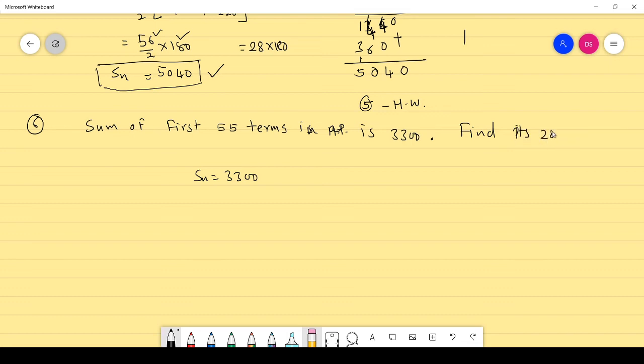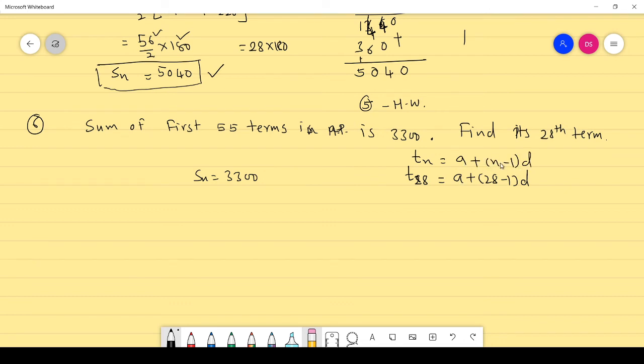Find its 28th term. Find its 20th term. Now 28, that means T28, they ask you to find out. How to write T28? That is A plus 28 minus 1 into D. Why is it so? Because Tn is always equal to A plus n minus 1 into D.